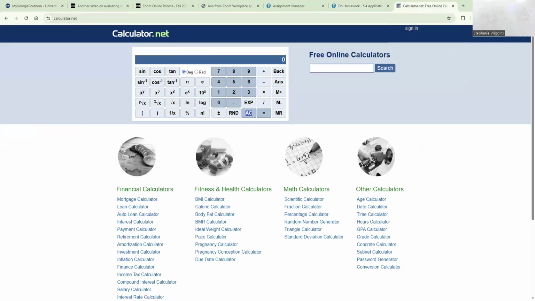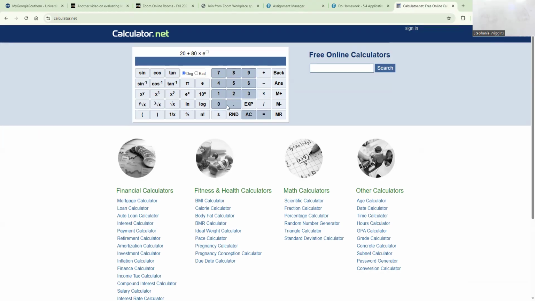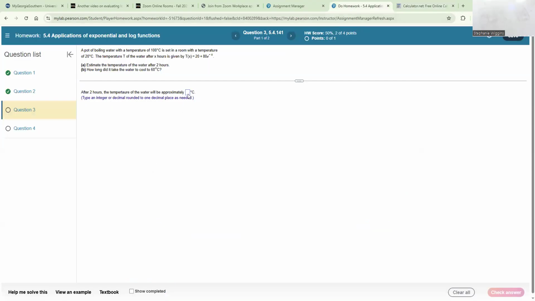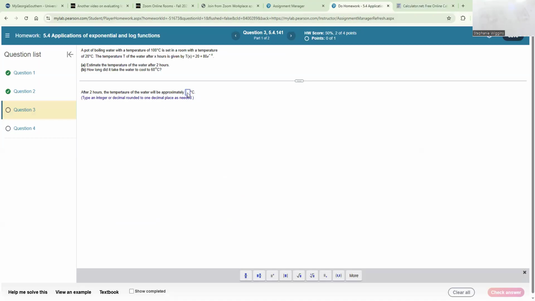So we have 20 plus 80 times e to the minus x, and x was 2, so it's going to be negative 2. And so it's 30.83. It says round to 1 decimal place, so 30.8.